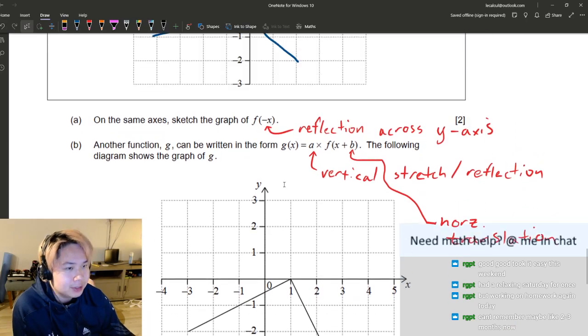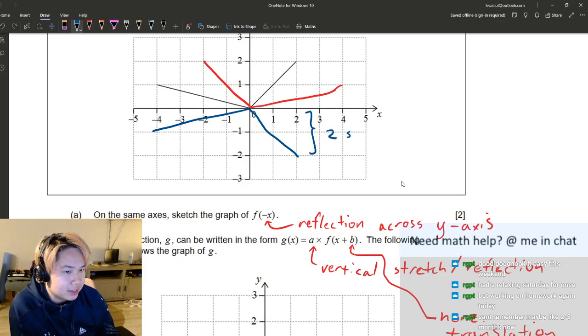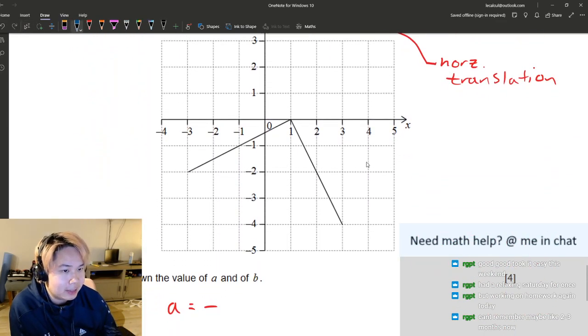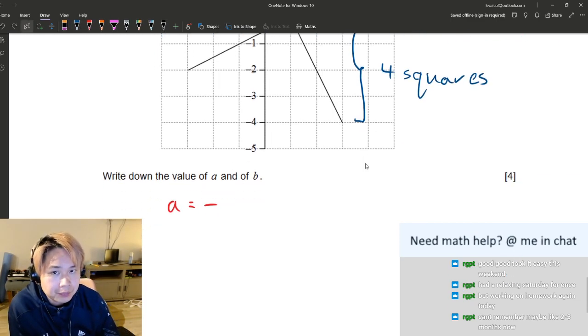But okay, let's go over this. So you can see that right now, this has a vertical height of 2 squares. And then if you compare that to this graph, this has a vertical height of 4 squares. So it's clearly been vertically stretched by a factor of 2. So a is -2.